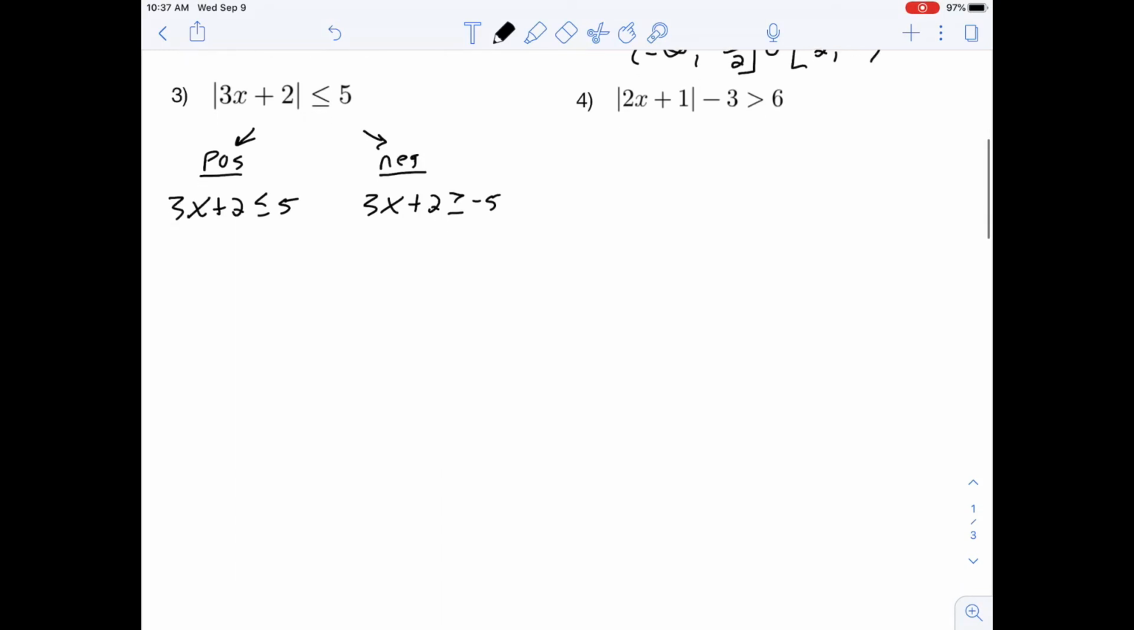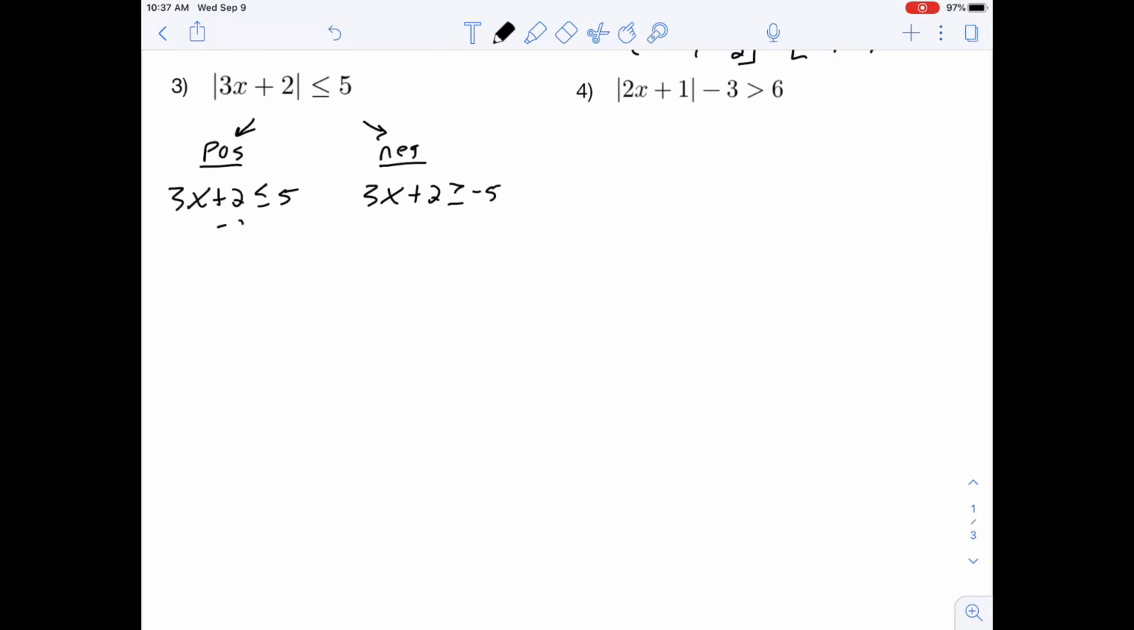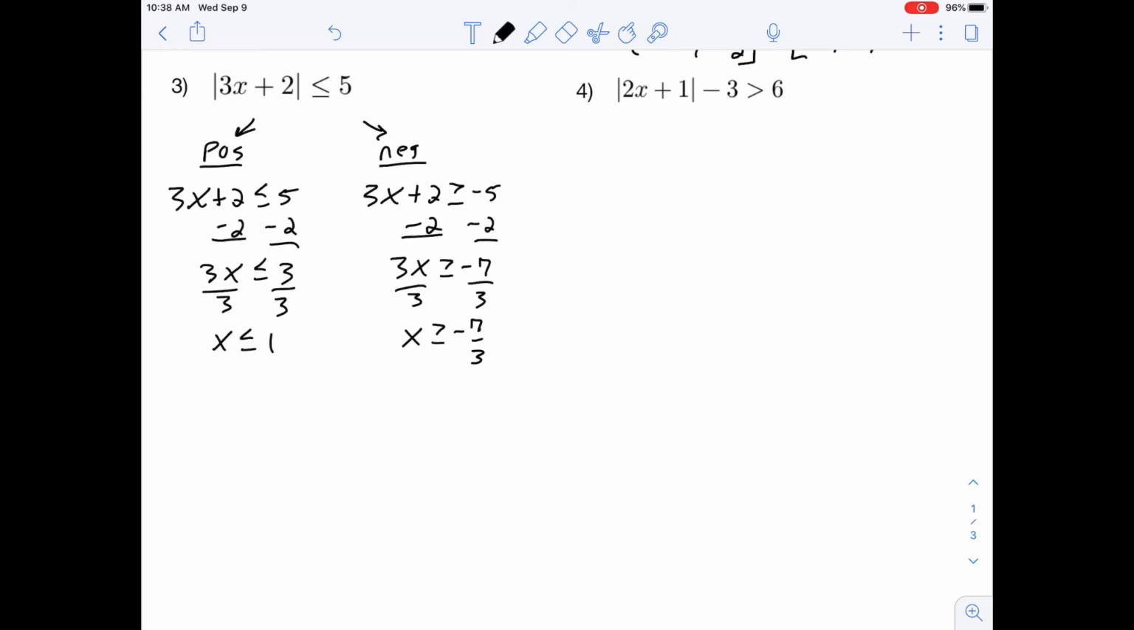So now we can go ahead and solve these. So we have subtract 2. So 3x is less than or equal to 3. And then we're going to divide both sides by 3. So x is less than or equal to 1. Let's look at this side. So subtract 2. So 3x is greater than or equal to negative 7. Divide by 3. So x is greater than or equal to negative 7/3.